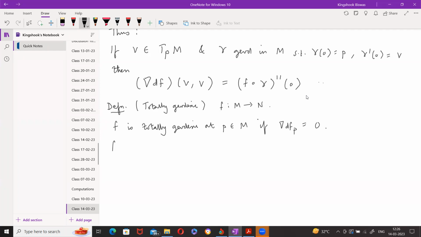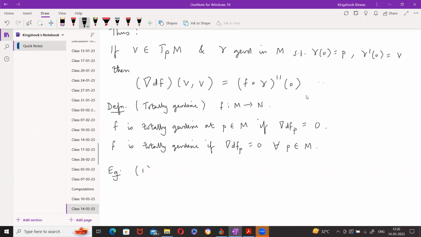And we say that F is totally geodesic, a totally geodesic map, if it is totally geodesic at all points. So nabla DF_P is 0 for all P in M. Okay. So let me give you some examples.